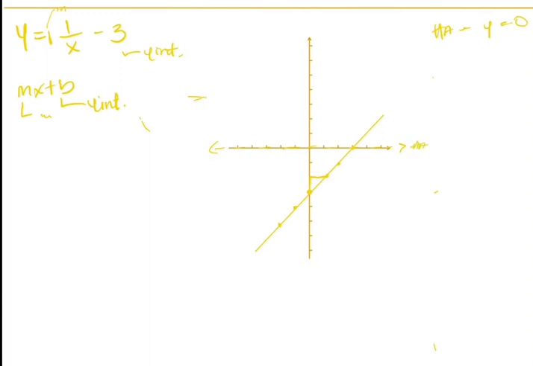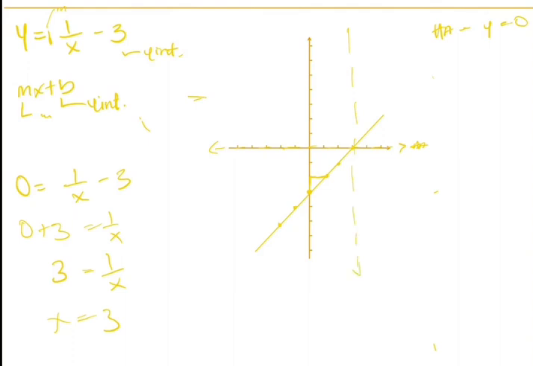Now to find our VA, we're going to set y equals 0 and solve for x. So y equals 0, so we have 0 equals 1 over x, subtract 3. We're going to add 3 to both sides, so 3 equals 1 over x. So basically, our vertical asymptote is at 3. So we're going to just put that for 3.